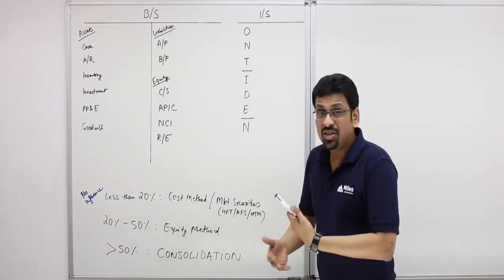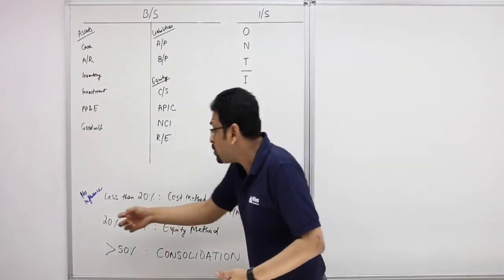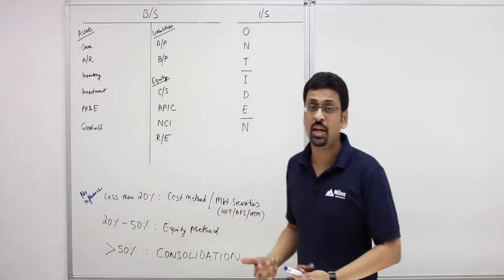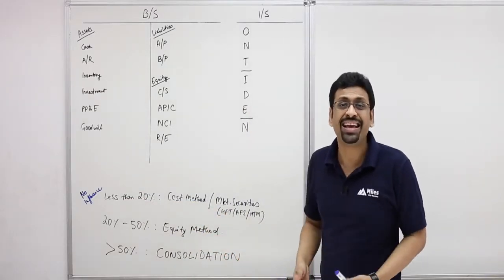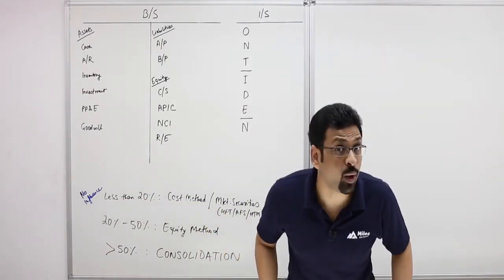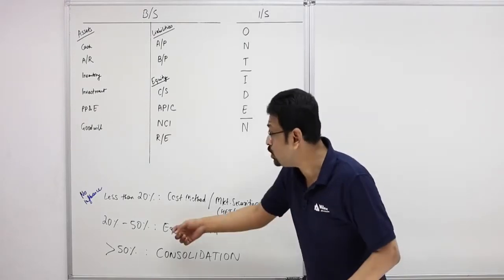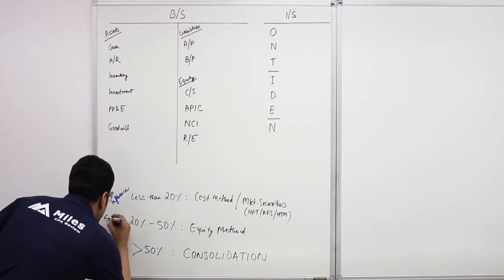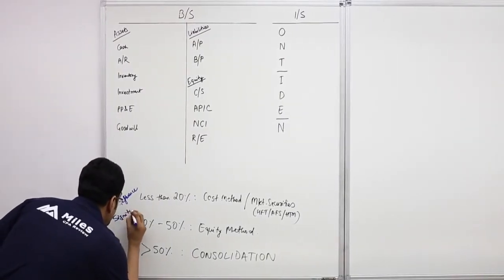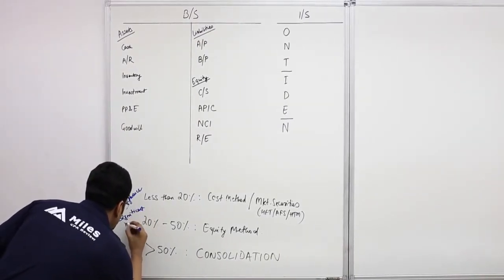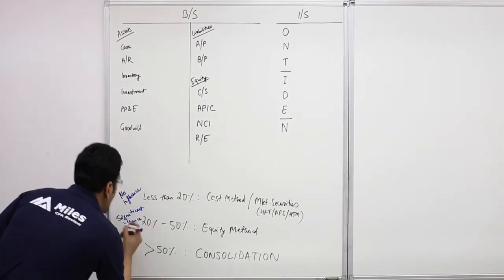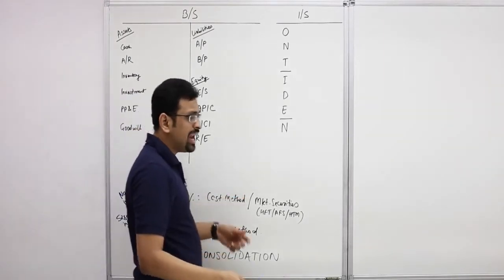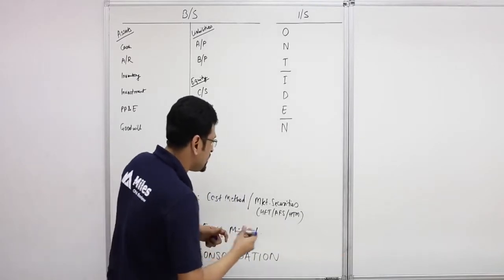Now, if the investor bought a bigger stake, he owned 20% to 50% in the investee, such that he exercised significant influence over the investee, that's when he used the equity method. So this was significant influence. And the relationship here, what we're looking at is the investor-investee relationship.